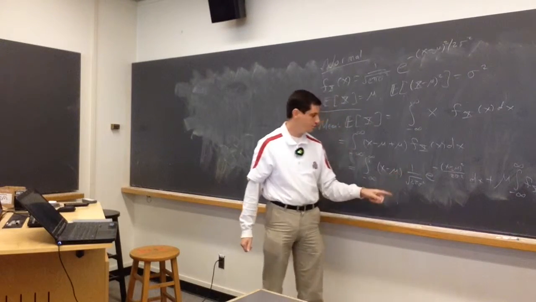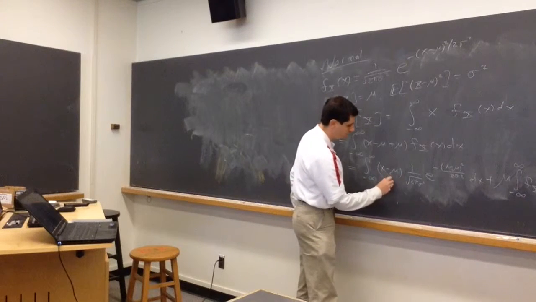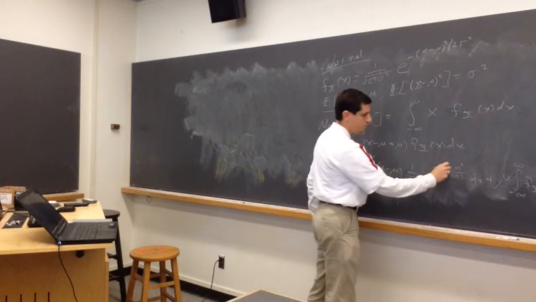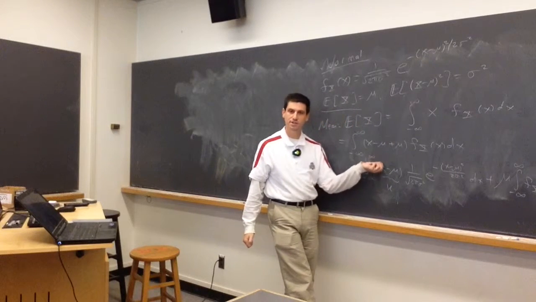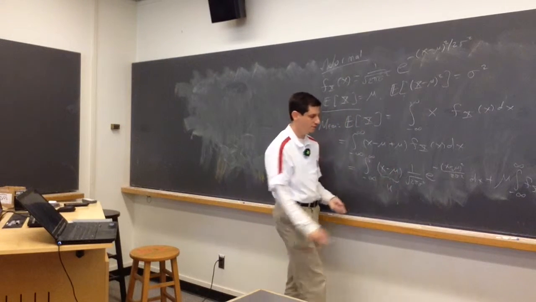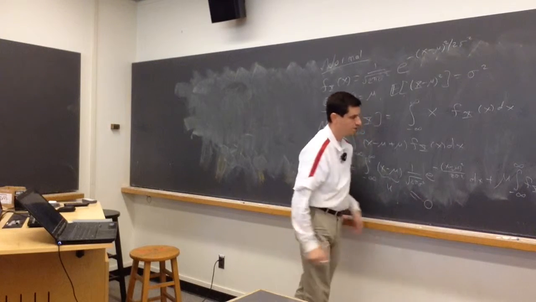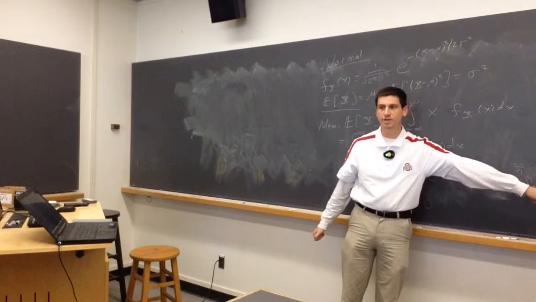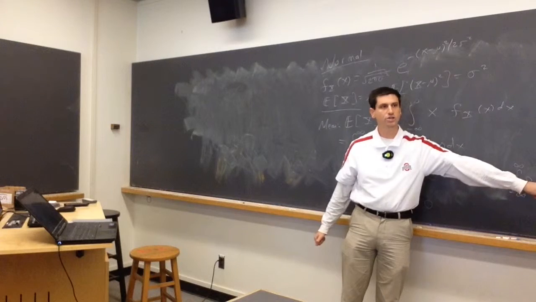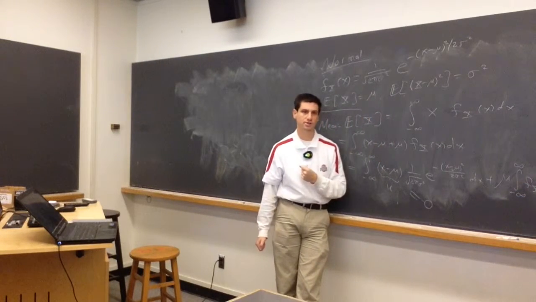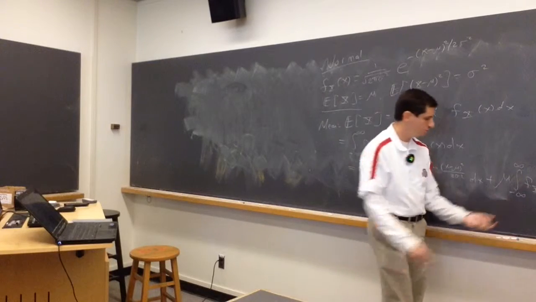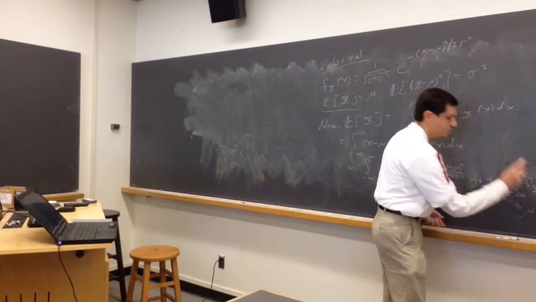If you want, you could change variables and replace x minus mu with u, and this would become a minus u squared. This would be a u. You'd have u going from minus infinity to infinity. This integral will just be 0. And what's this integral going to be over here? 1. That's assuming we have the proper normalization constant, which we'll get to in just a second. So if we assume that this integrates to 1, we just get mu.